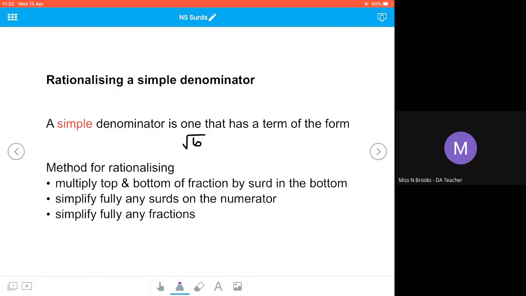Our method for rationalising is to multiply the top and the bottom of the fraction by the surd in the bottom. Imagine you're making equivalent fractions. If we were making a half into something out of 12, we would multiply the top and the bottom by 6. So we're not actually changing the value, we're just scaling it by that surd. Once we've multiplied the top and the bottom by the surd, we simplify fully any surds on the numerator, and then simplify fully any fractions so that it's in its simplest form.